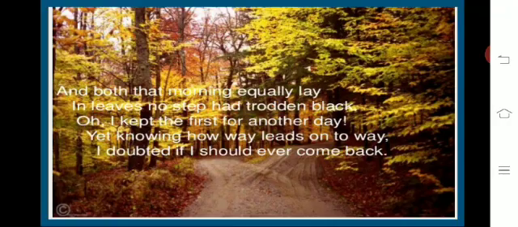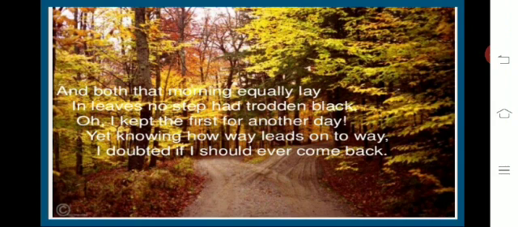Let's see the third stanza. Take your books and keep your fingers on the words. Then only it will be easy for your reading. And both that morning equally lay in leaves no step had trodden black. Oh, I kept the first for another day, yet knowing how way leads on to way, I doubted if I should ever come back.